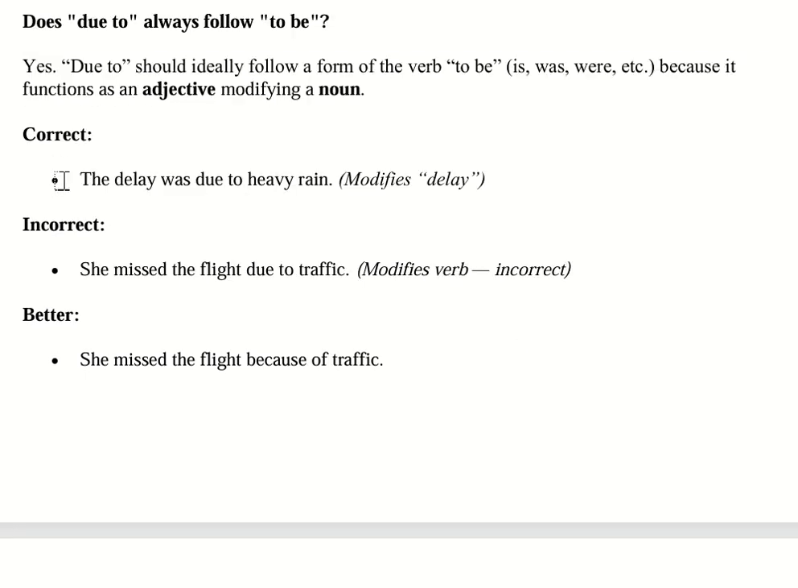Here in this sentence, if we look at the incorrect version, we missed their flight due to traffic. We can't use due to here because at first there is no to be verb, and secondly, due to should modify a noun, but here it will modify the verb, so that's why we'll use because of instead of due to.